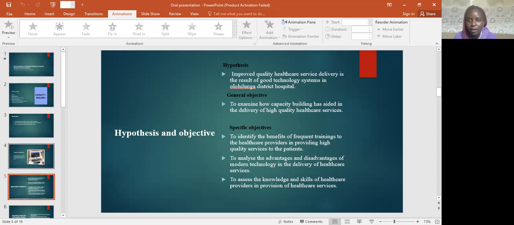And then we have to assess the knowledge and skills of healthcare providers in provision of healthcare services. So we are going to assess the kind of knowledge and skills the healthcare providers have when they are delivering the services to the patients.